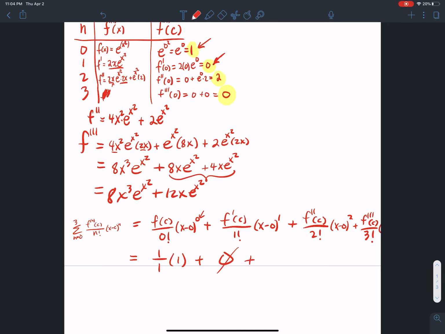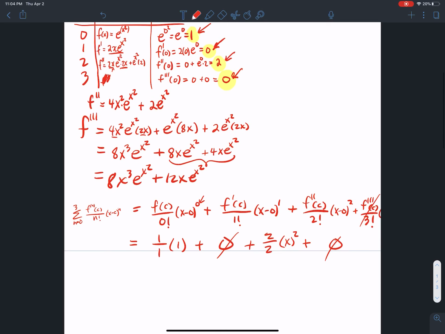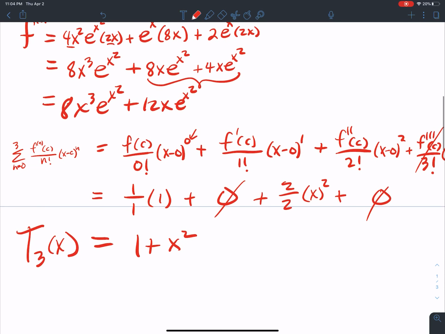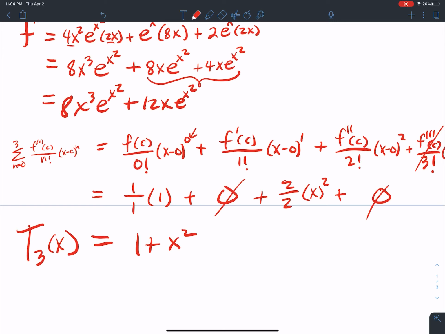And then I plug a 2 in. So that's 2 over 2 factorial, which is 2, and that's x squared. Okay. And then plus, this last one is a 0, so this whole term goes away. So what do I get? I get 1 plus x squared. Oh my gosh, are you telling me this whole complicated T3 of x is equal to 1 plus x squared? Are you joking me? It's simplified down to that? No, I'm not joking you.